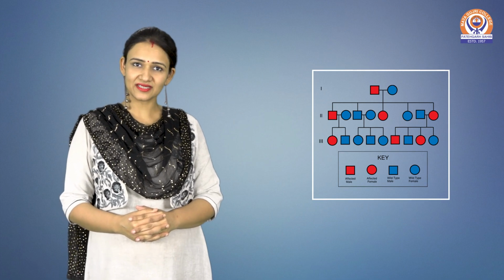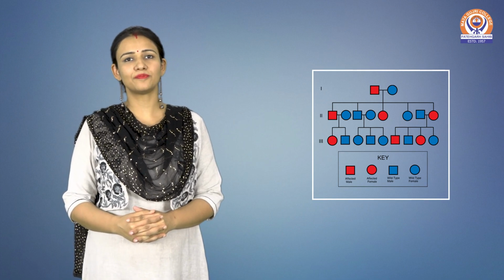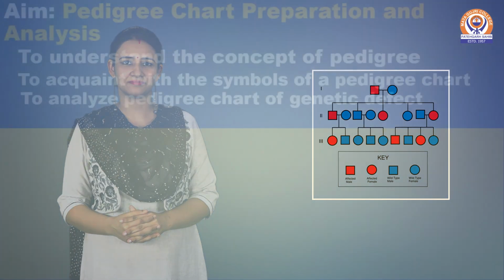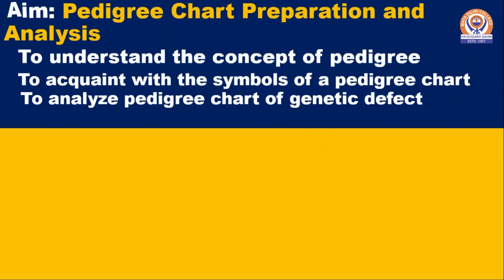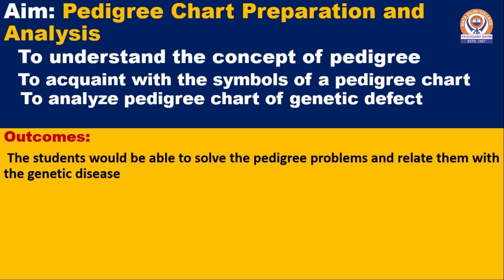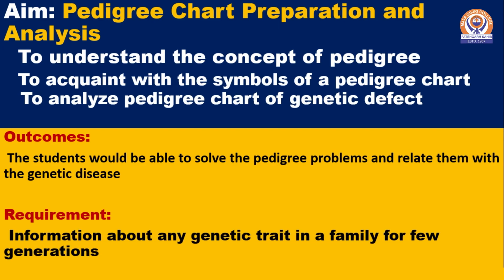And the topic that we are taking up today is preparation of pedigree charts of some genetic traits. So let's get started. The aim of this practical would be to understand the concept of pedigree, to acquaint the students with the symbols of pedigree chart, and to analyze the pedigree chart of some genetic defect. The outcomes would be, the students would be able to solve the pedigree problem and relate them to the genetic disease.